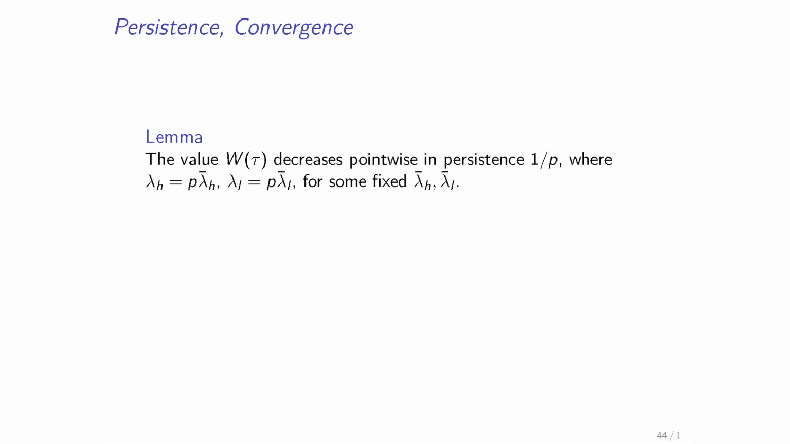Now, persistence and convergence are given by these two lemmas. The value function decreases pointwise in persistence: for some fixed mutation rate, if we increase the persistence, the value function goes down. And also, the convergence rate to the first best is linear in the discount rate. So that means if we use a token mechanism in this environment, it's not as good as the consecutive number mechanism we are introducing. Okay.